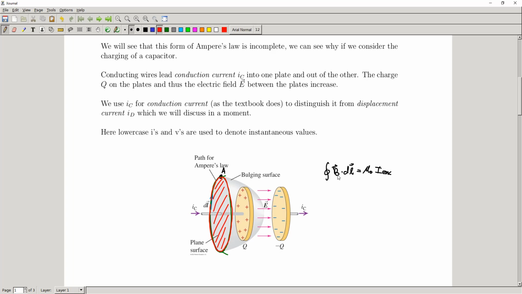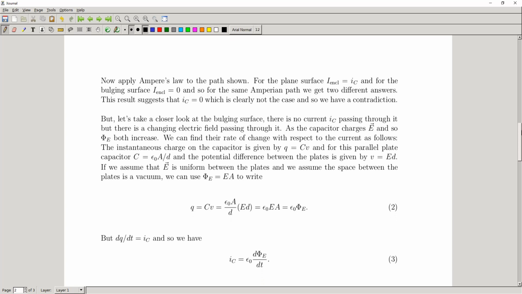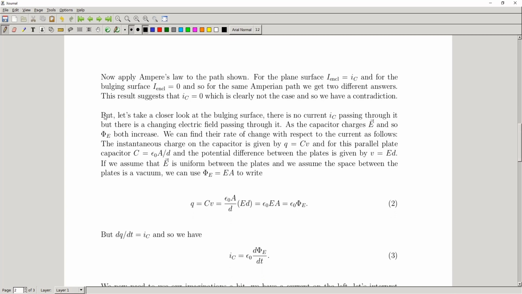What we need here is some sort of a new concept to rescue Ampere's law, and in finding this new concept, it's going to kind of open our eyes to this idea of displacement current. Okay, so let's go down here and follow the conversation from the beginning of this paragraph over here.